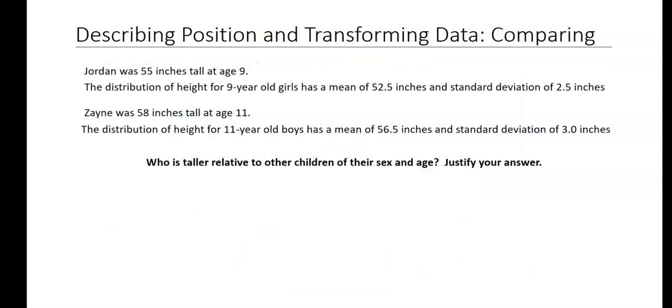Jordan was 55 inches tall at age 9. The distribution of height for 9-year-old girls has a mean of 52.5 and a standard deviation of 2.5. It's so nice that we know the mean and standard deviations for both of these. So we want to find out who's taller, right? In regard to their sex and their age. So you can't compare them apples to apples.